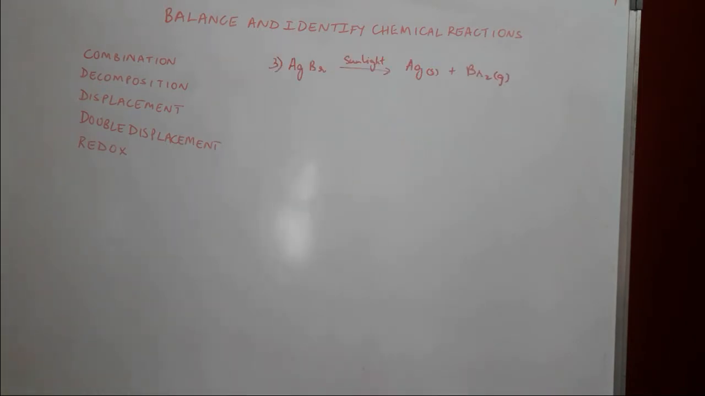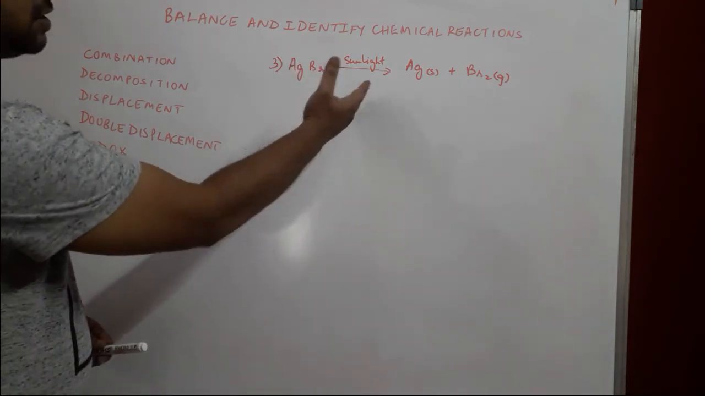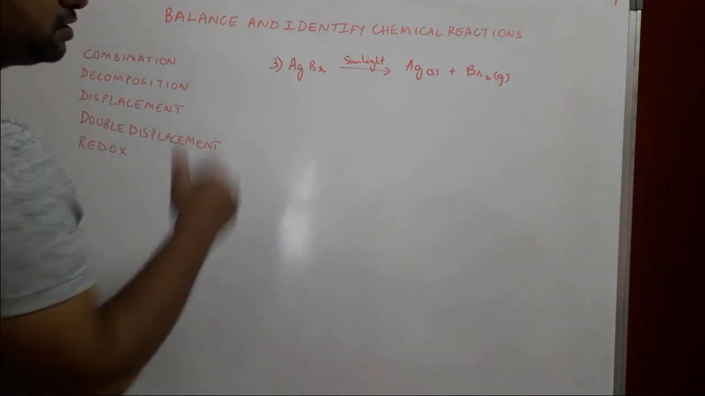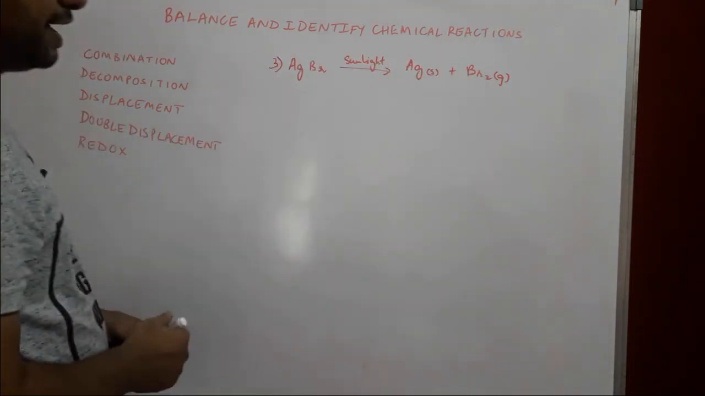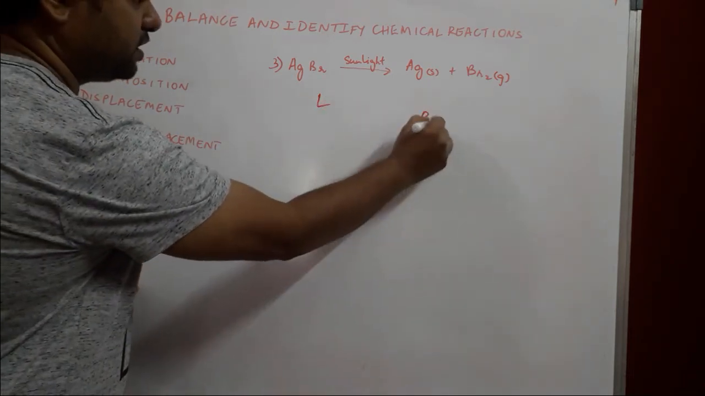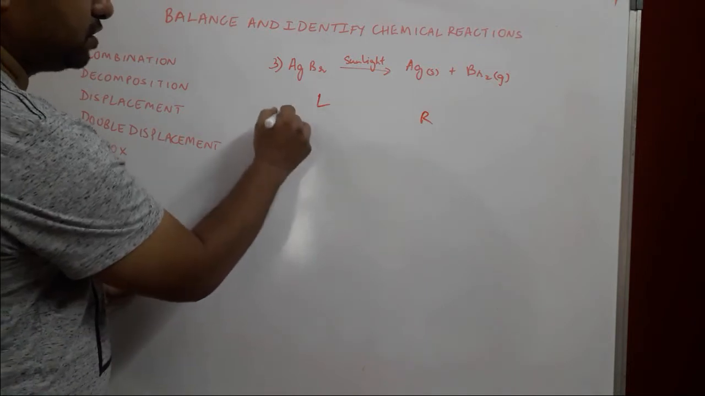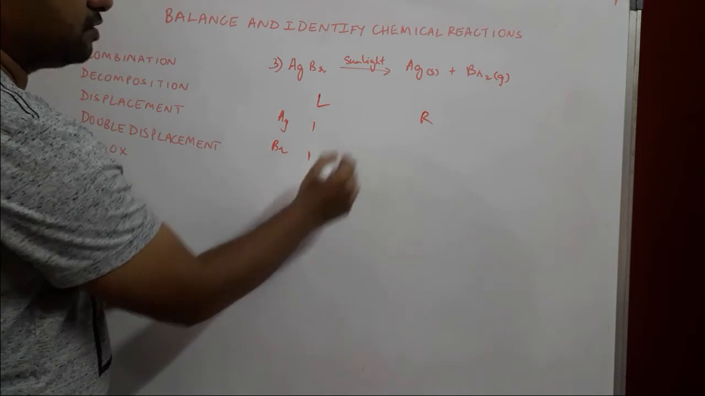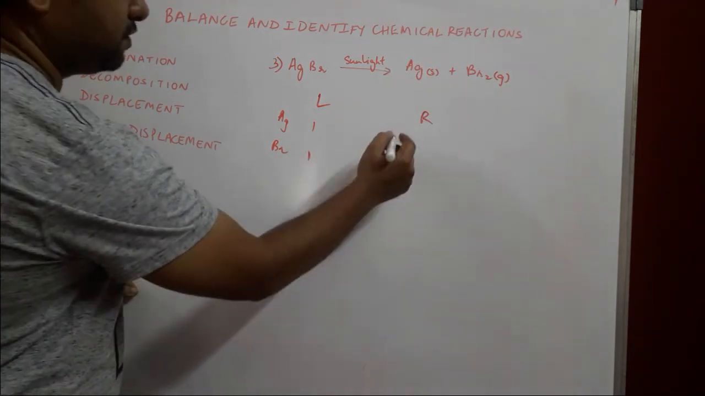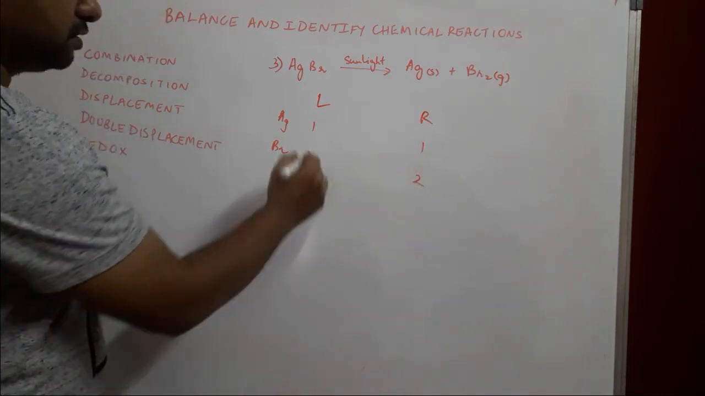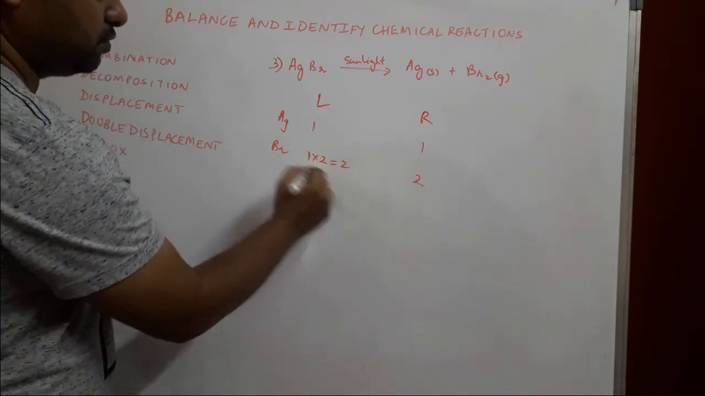So we have our next question, which is silver bromide, AgBr, in presence of sunlight gives us silver and bromine. Silver, that is solid, and bromine, that is gas. Okay, so we need to balance this, so we once again put it left and right side. On the left side we have elements silver and bromine, 1 atom of each, and on the product side we have 1 atom of silver but 2 atoms of bromine, which we need to balance.